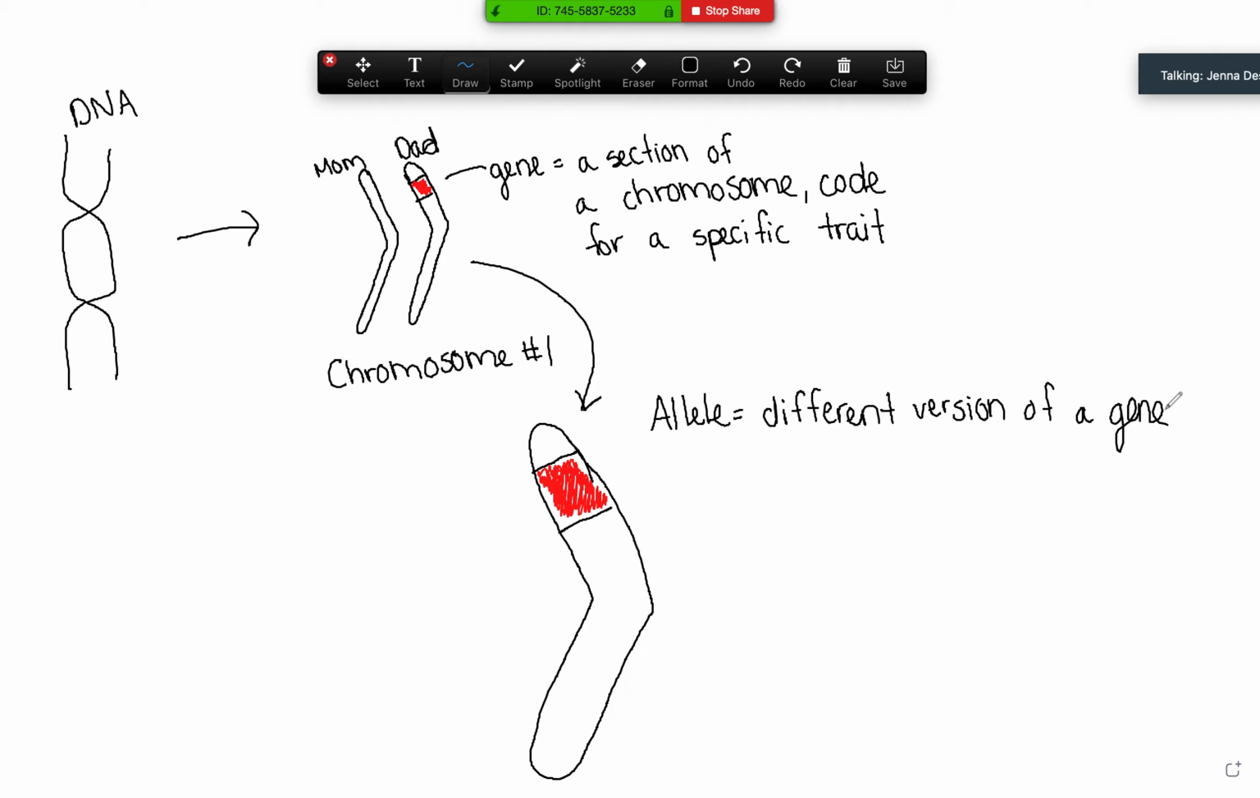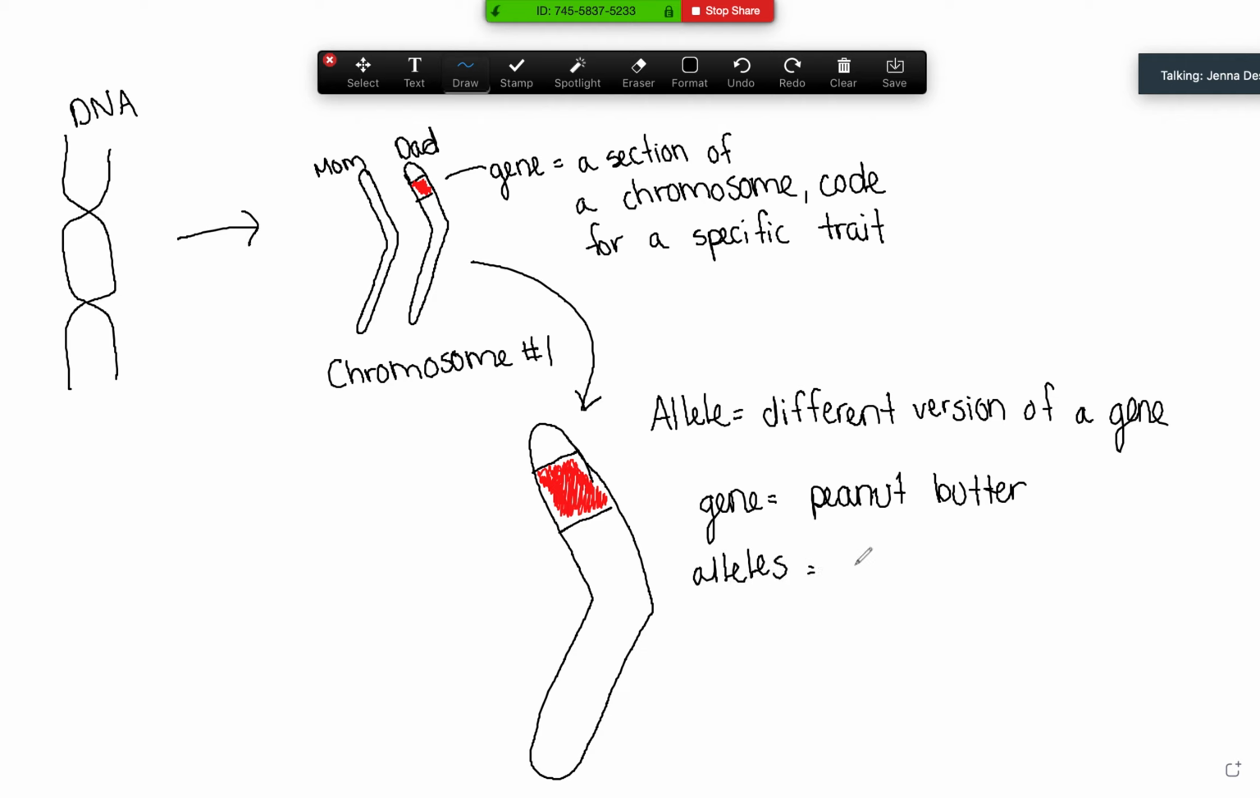Okay, so the best example that I can think of that's not science related is peanut butter. Peanut butter is one of my favorite foods, so I'm just gonna talk about it for a sec. So if we think of our gene as peanut butter, all right, the alleles are different versions of peanut butter.